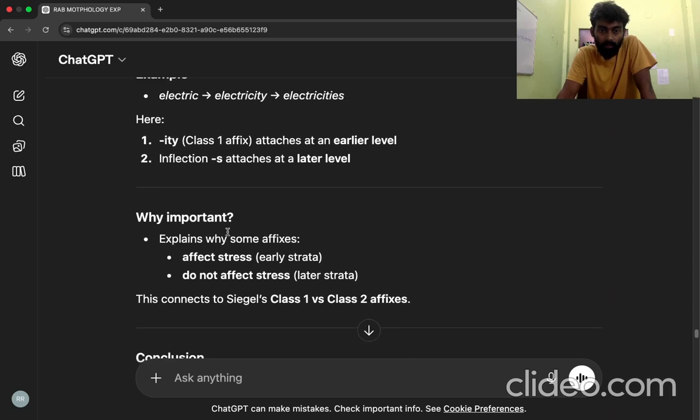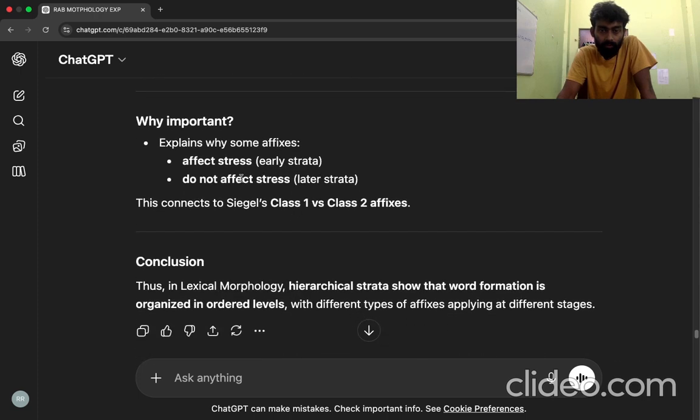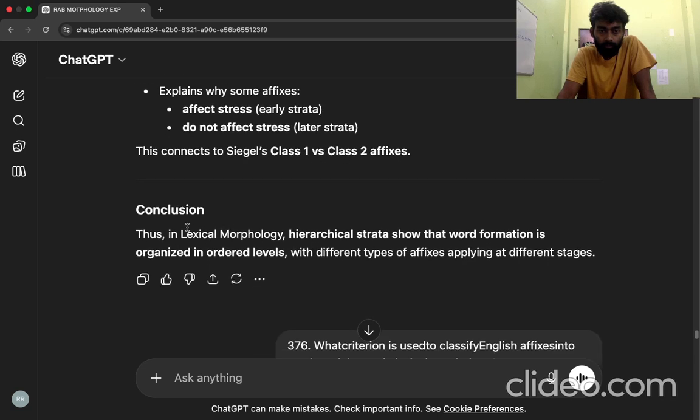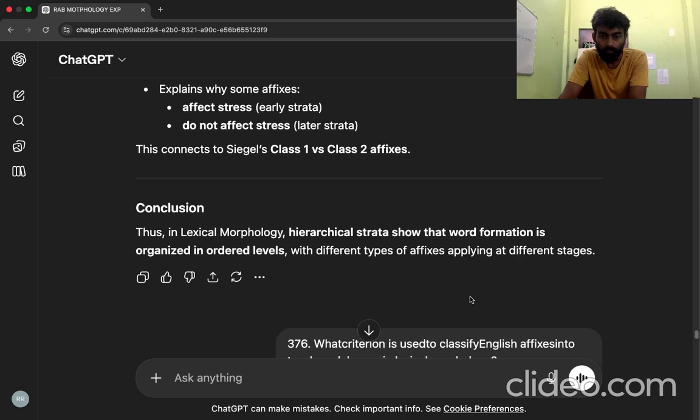Why important? Explains why some affixes affect stress. Early strata affect stress; later strata do not. This connects to Siegel's Class 1 versus Class 2 affixes. Conclusion. Thus, in lexical morphology, hierarchical strata show that word formation is organized in ordered levels, with different types of affixes applying at different stages.